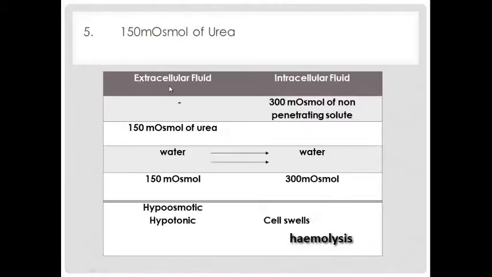In test tube 5, the extracellular fluid will have 150 mmol of urea, and the intracellular fluid will have 300 mmol of non-penetrating solutes, where urea is the penetrating solute.